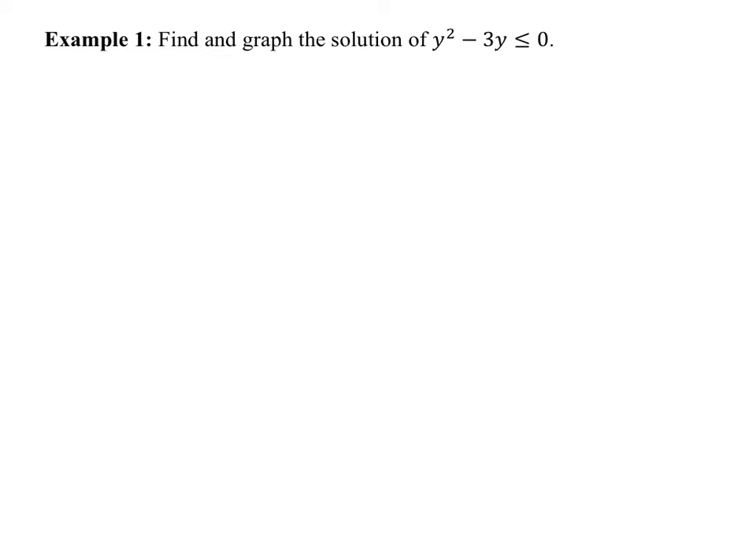Imagine that it's an equation first. If this were an equation, I would think of it as y squared minus 3y equals 0. That's what it would look like if it were an equation, right? Now, is everything on one side of the equation?